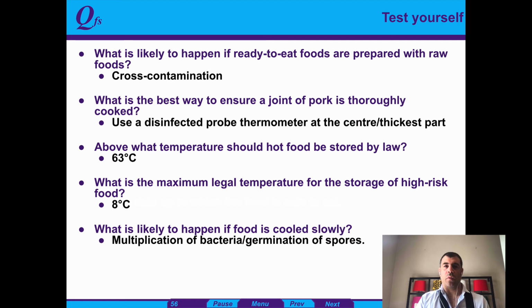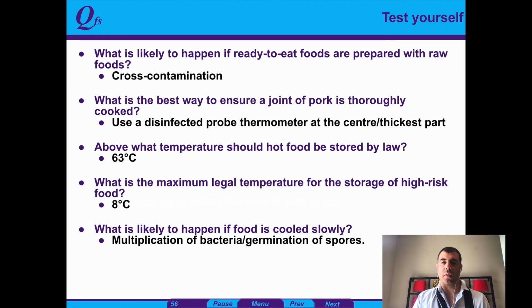So what's likely to happen if ready-to-eat foods are prepared with raw food? This is cross-contamination. We'll talk about that in the next few slides. What's the best way to ensure a joint of pork is thoroughly cooked? Using a disinfected probe thermometer, the thickest or the center part.